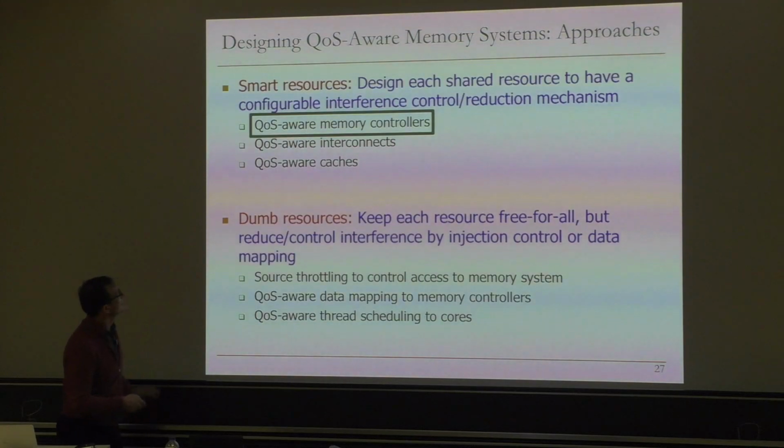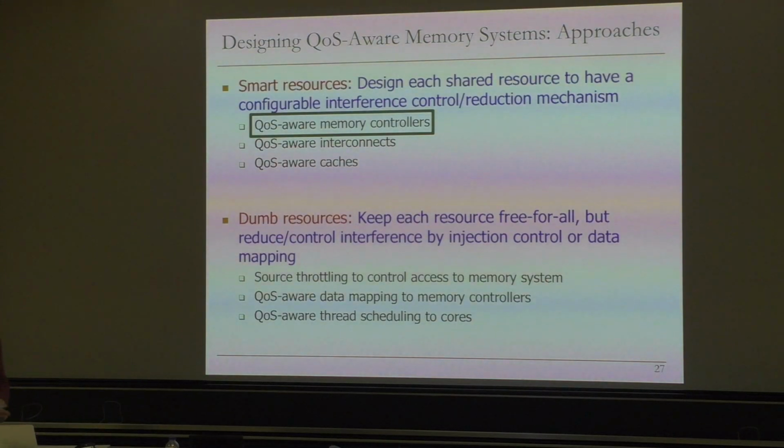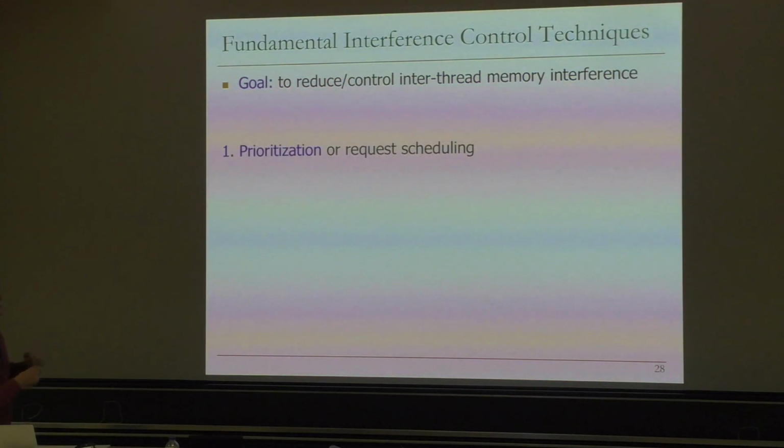So we'll start with the quality of service over memory controller part, and you're going to implement this in your lab, and you're going to have fun with it. But before we go into it, let me go over these different approaches again. Basically, the goal is to really reduce and control inter-thread memory interference, and there are 4 fundamental techniques, I think. If you come up with a 5th one, let me know.